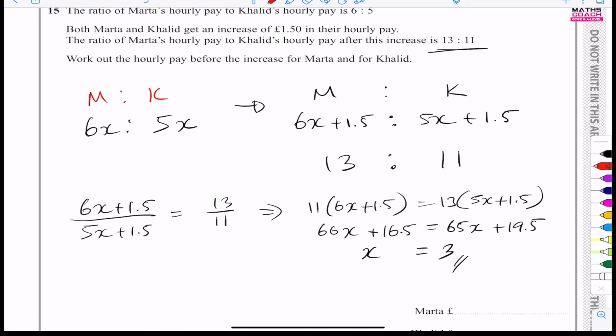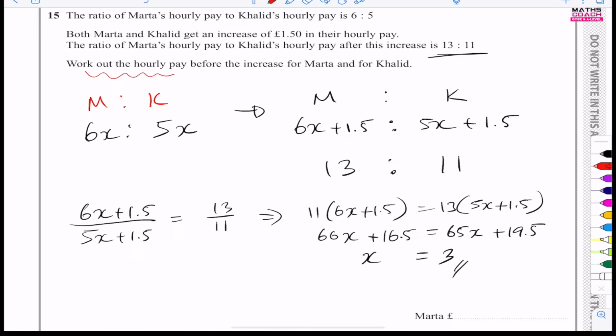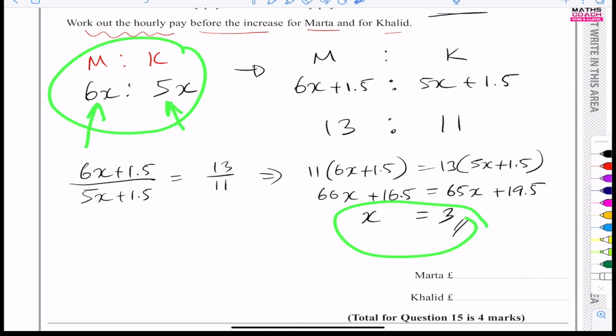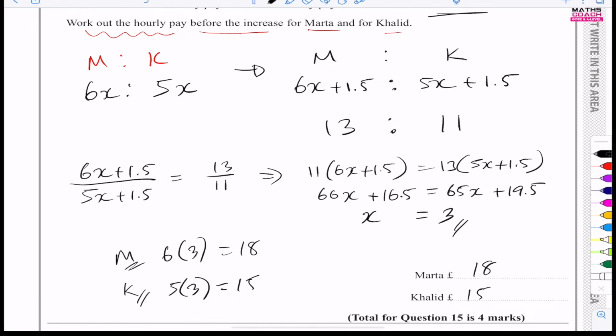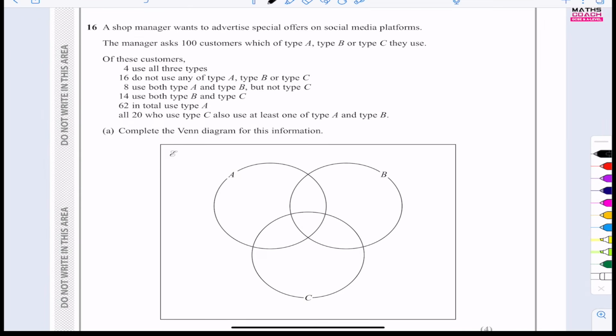But the question asks us, work out the hourly pay before the increase for Martha and Khalid. Well, the hourly pay before the increase was this. So for Martha, it was 6x, and for Khalid, it was 5x. Now we know what x is, we can sub that in. So for Martha, for M, it's going to be 6 times 3, which is 18. So for Martha, £18 an hour. And for Khalid, it's going to be 5 times 3, which is 15. Khalid was on £15 an hour. So that's your answer.